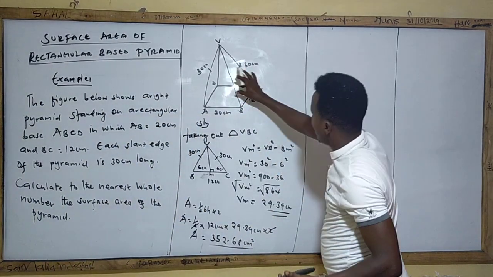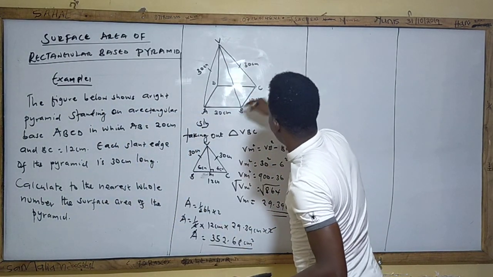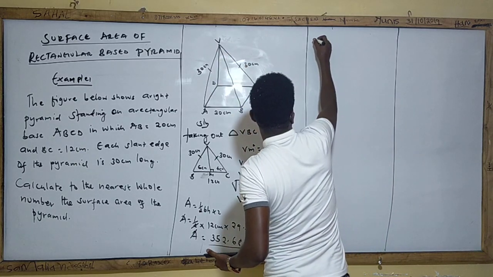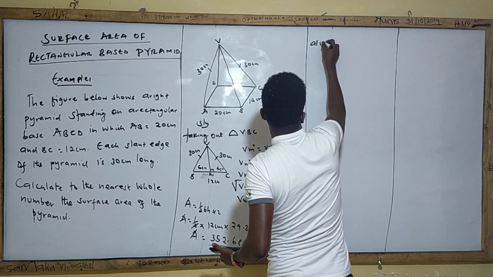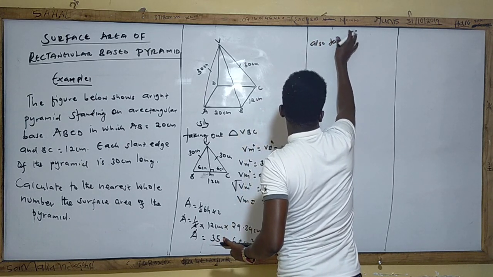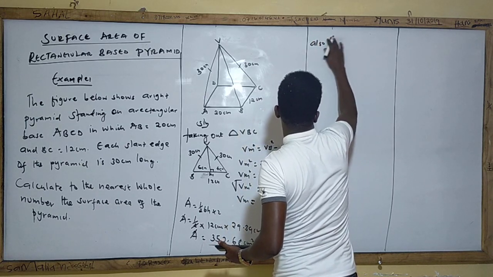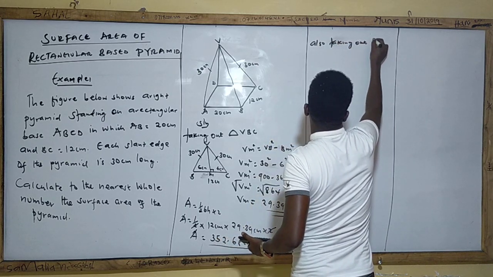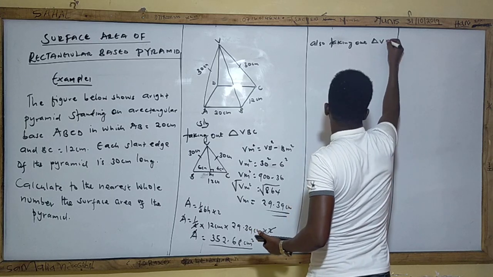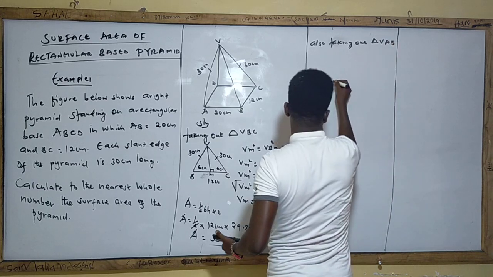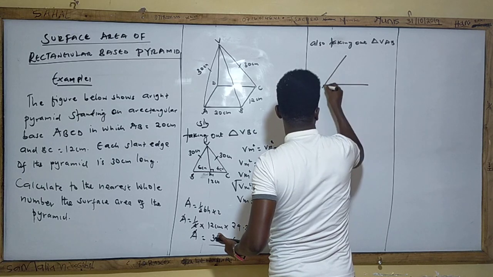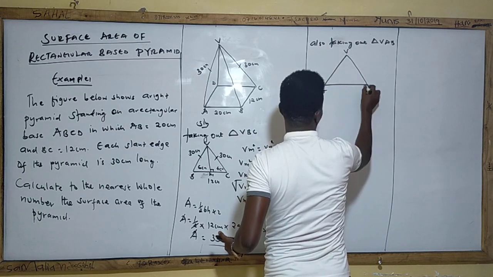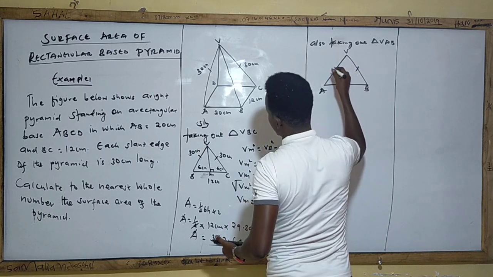I will also pick out this triangle. Just understand, yeah? I've picked out VBC. Let me also pick out VAB. Checking out triangle VAB. So this is triangle VAB. And again, it's an isosceles triangle.